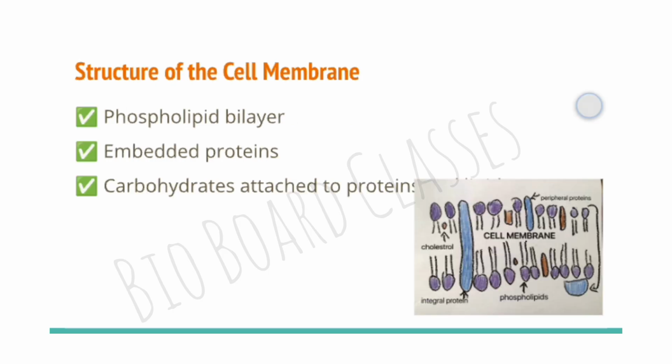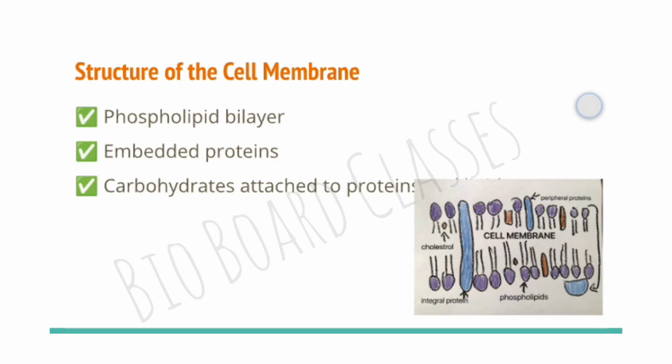The cell membrane is primarily made up of a phospholipid bilayer. Each phospholipid has a hydrophilic, which is water attracting, head, and two hydrophobic, which is water repelling, tails. These molecules align themselves with the heads facing outward toward the watery environment and the tails facing inward, creating a stable barrier as shown in the picture.